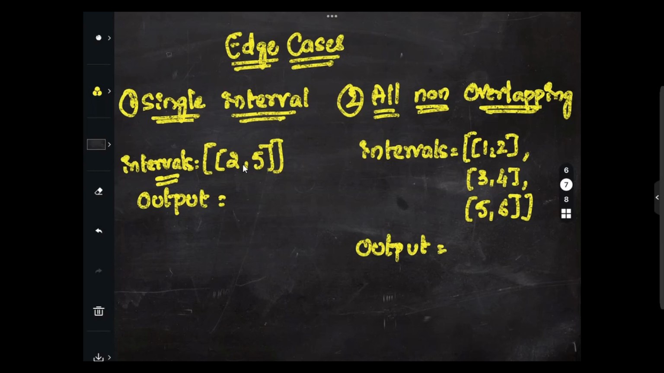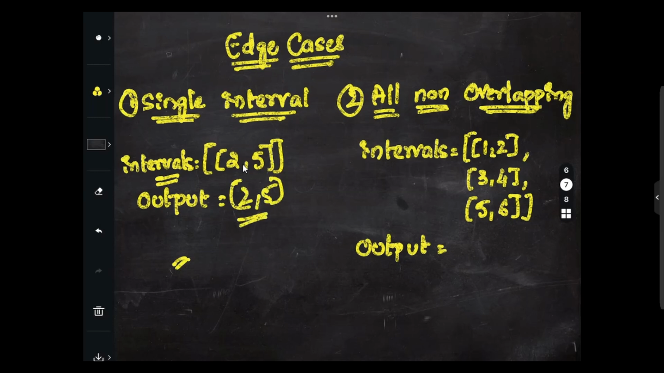So what happened here? Why is this not working? Screen got stuck. So this is fine. Yeah. Here in this case we have only one interval, that is nothing but 2 comma 5. Output will quite obviously be 2 comma 5 itself in this case, right?